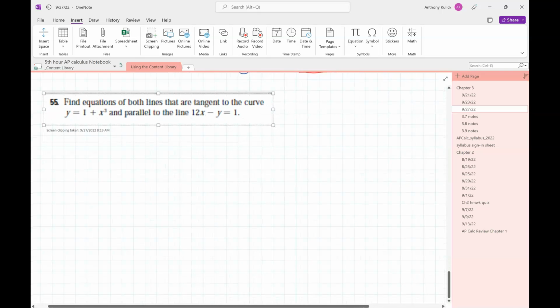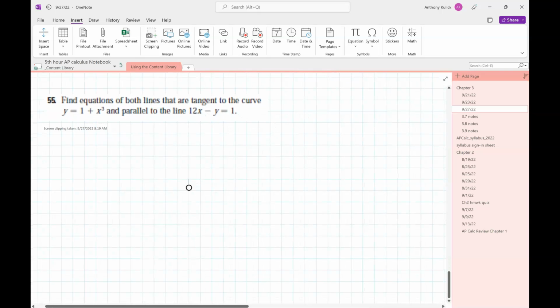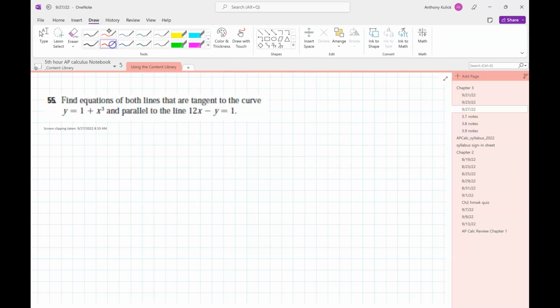All right. Find equations of both lines that are tangent to the curve and parallel to the line. Okay? So what I need is the slope from this line. If I want two lines to be parallel, what do their slopes have to be? The same. So this would be y equals 12x minus 1. So I need my slope to be 12.